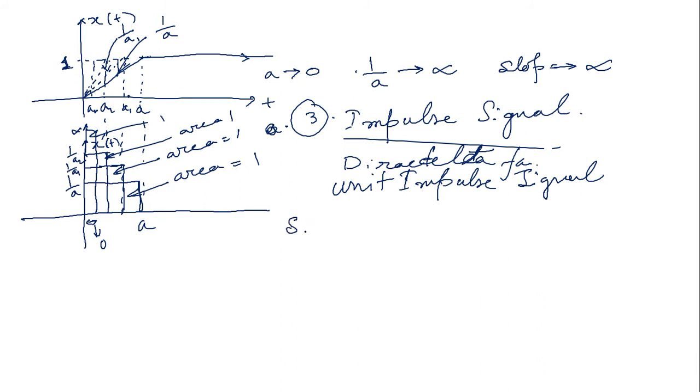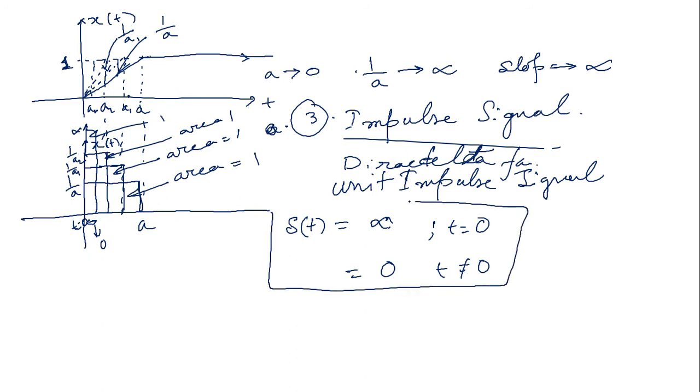So I can write, on the basis of the height, delta t equals infinity for t equals 0, and 0 otherwise, t not equal to 0. When t equals 0, that time a equals 0, and that time delta t is infinity. That is on the basis of the height.